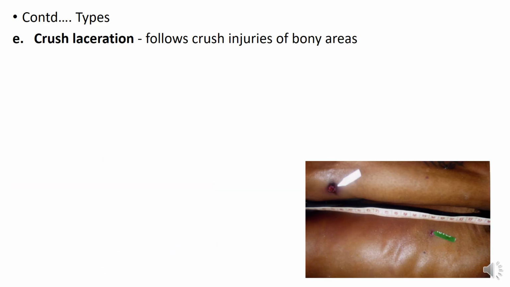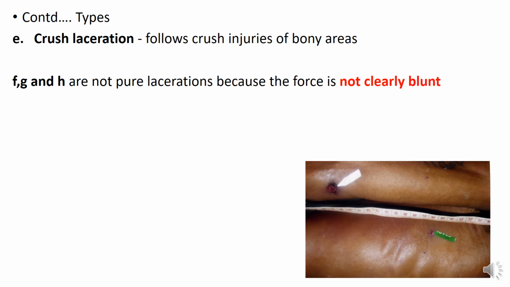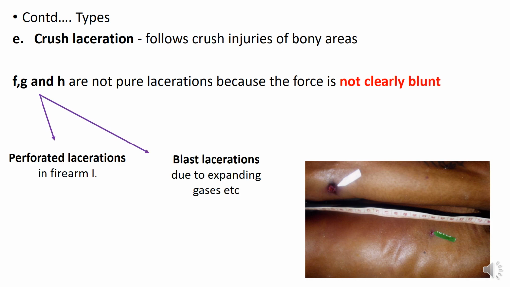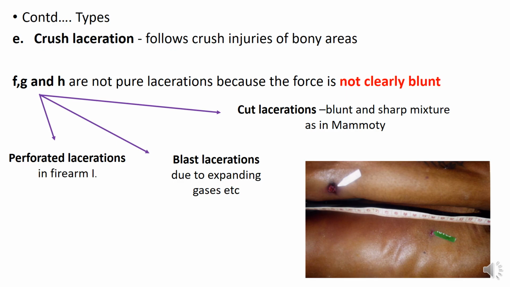Crush lacerations: with crushing force, these are atypical kinds of lacerations. Actually the mechanism is not blunt as such, but we tend to categorize such injuries as lacerations. Then perforated lacerations in firearm injuries, blast lacerations due to expanding gases, and cut lacerations. Cut and laceration are totally opposite terms, but whenever you get an injury with an instrument or tool with blunt and sharp features, for example a mammoty, in this case we tend to name it a cut laceration, but it is highly subjective. Here, two entry wounds due to firearms, right? So perforated laceration, you can see here very nice perforations.